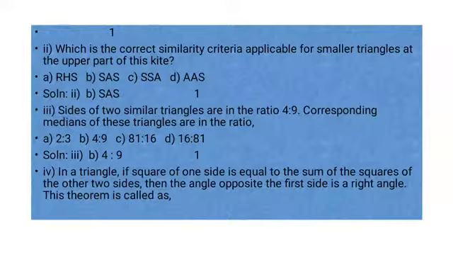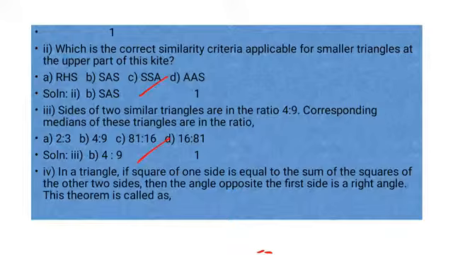Which is the correct similarity criterion applicable for similar triangles at the upper part of this kite? We don't know what is hypotenuse. Therefore, the similarity criterion is SAS. That is B. Sides of two similar triangles are in the ratio 4:9. Corresponding medians of these triangles are in the ratio. They have same ratio. Answer is B.